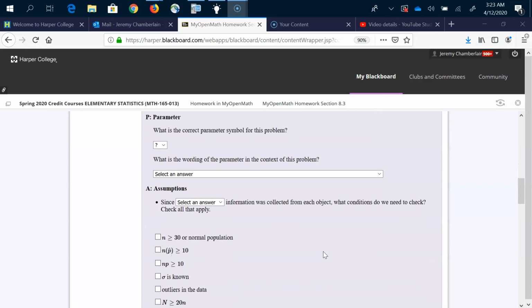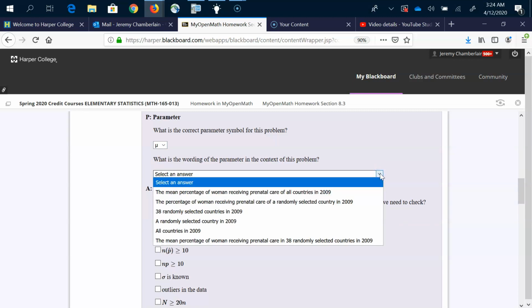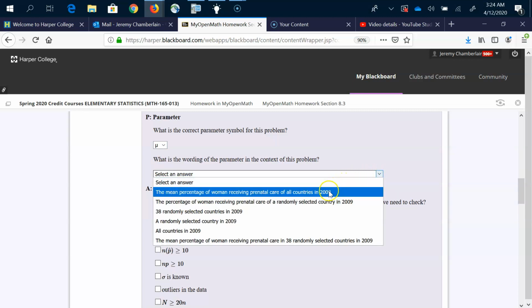So the acronym for finding a confidence interval is PANIC. The P stands for parameter. What is the correct parameter? Well, we have a mean, so the population mean is mu. What is the wording for this parameter? In the context of this problem, it would be the mean percentage of women receiving prenatal care of all countries in the year 2009.